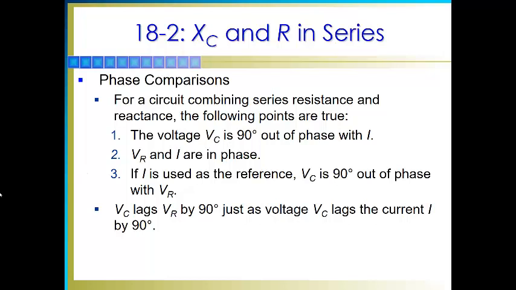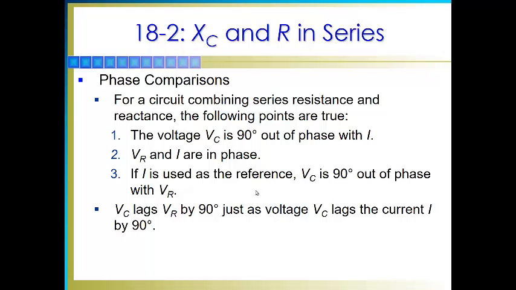Basically, this list right here is the same as the one that we just talked about. The voltage VC is 90 degrees out of phase with the current. The voltage VR and the current are always in phase. If the current is used as a reference, the capacitive voltage is 90 degrees out of phase with the resistive voltage. In other words, we're using the current as a reference.